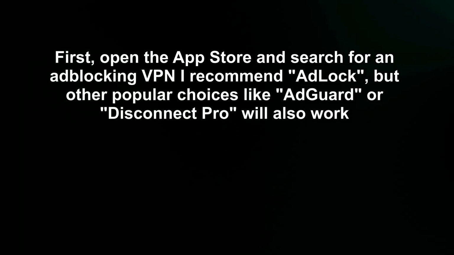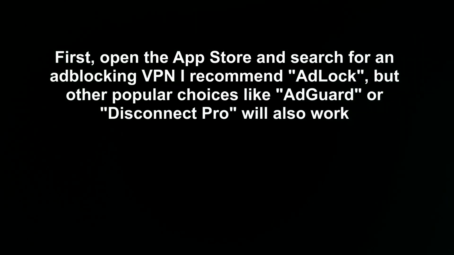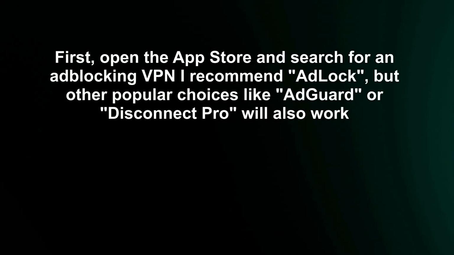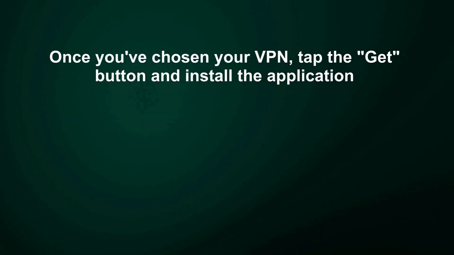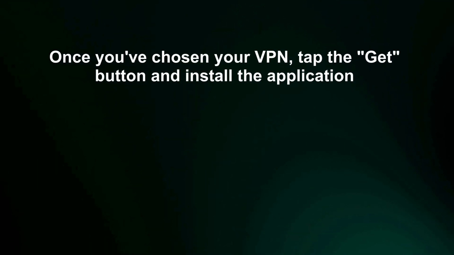First, open the App Store and search for an AdBlocking VPN. I recommend AdBlock, but other popular choices like AdGuard or Disconnect Pro will also work. Once you've chosen your VPN, tap the Get button and install the application.